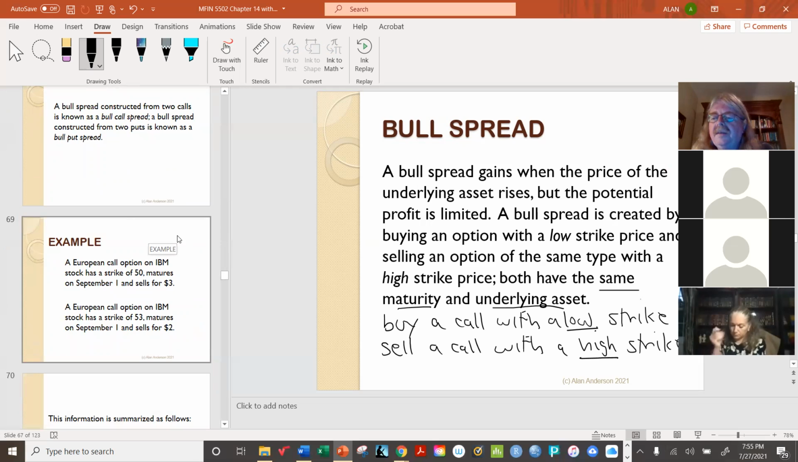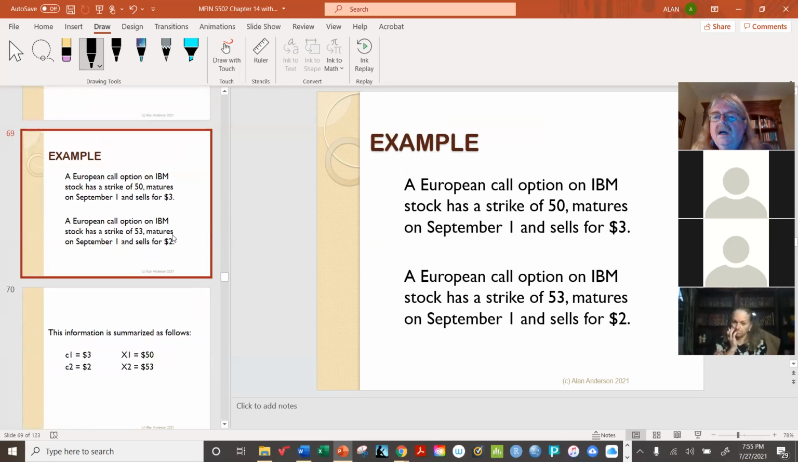So we're going to go back to IBM now. We already saw this option. The call has a strike of 50 and a price of $3. It matures on September 1st. There's another call with a higher strike of 53 and it only costs $2. We've already seen that the high strikes have low prices. So how much does this position cost us? We're buying $3, but we're also collecting $2. So the net cost of this position is $1.